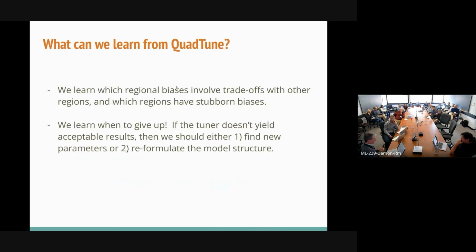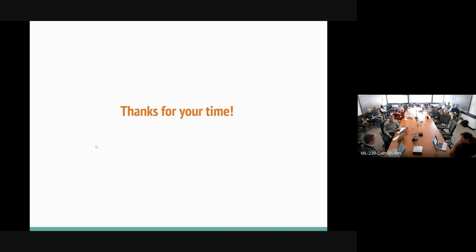Okay, so what can we learn? We can learn a little bit about which biases are trade-offs and which are stubborn. That's a helpful first step. We learn which parameters matter, and then we can look in those parts of the code to see, okay, this N2 thresh is a strange parameter, has strange behavior. Let's look there to try and make a model improvement. We learn when to give up. Jun basically spent 6 months at UWM hand tuning and we got nowhere. So then we decided, okay, we need this tuner because otherwise it's too hard. If the tuner doesn't work, then we either need to find a new parameter or else we need to make a model structural change. So that's all I have.